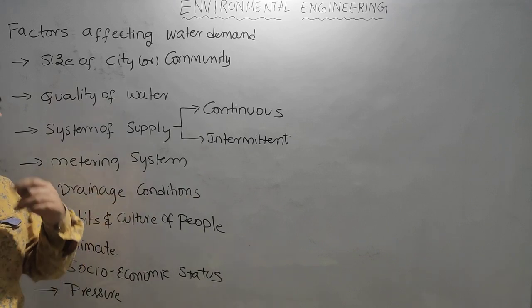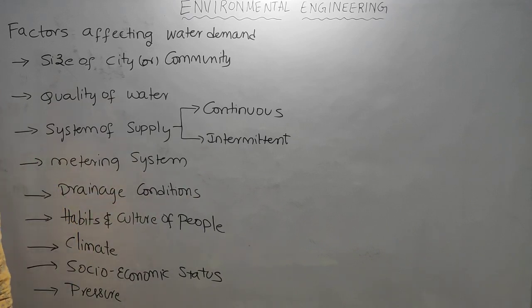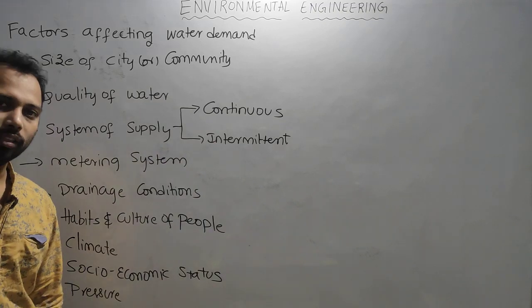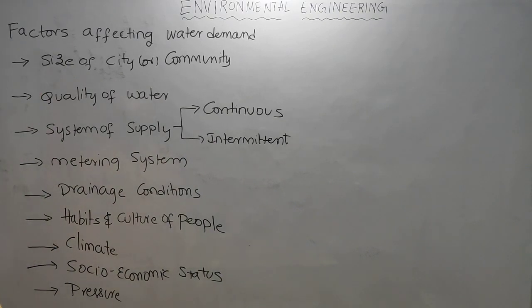Metering system means when you fix some cost price to the water, then the water demand will be lesser, because you will use water judiciously, because it is costly. It is not for free. If it is given for free, you will waste the water. If it has some price, then you will use it judiciously. So because of the metering system, the demand will decrease.